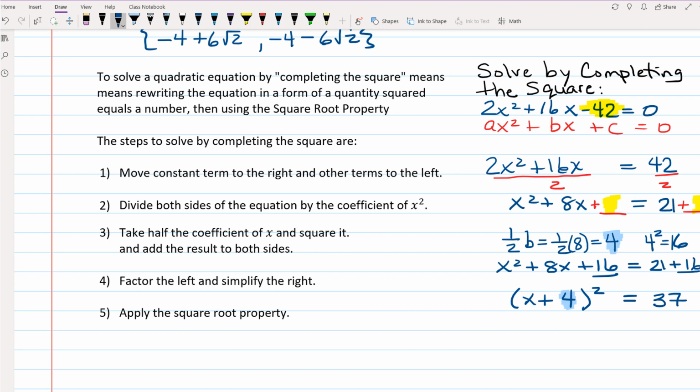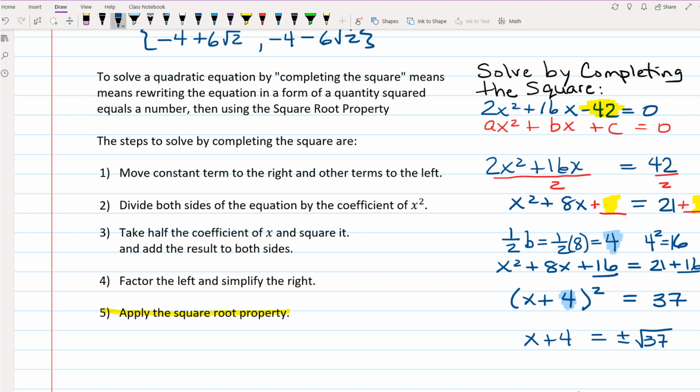This is great because now we can use the square root property, which is exactly what step 5 says to do. Apply the square root property. If you have a quantity squared equal to a number, then that quantity without the square is plus or minus the square root of that number. So we have x plus 4 equals plus or minus the square root of 37.